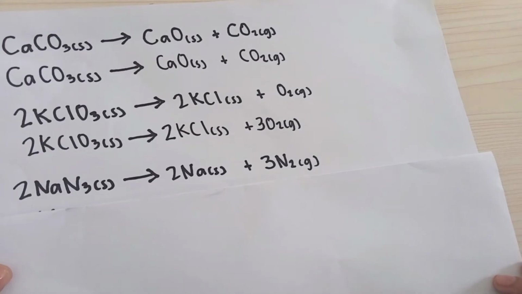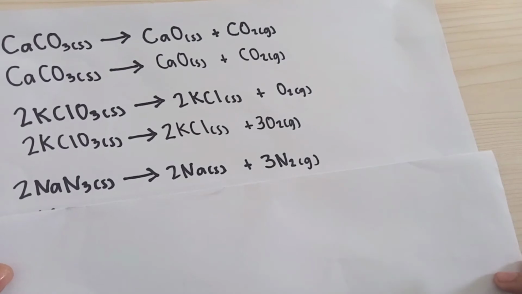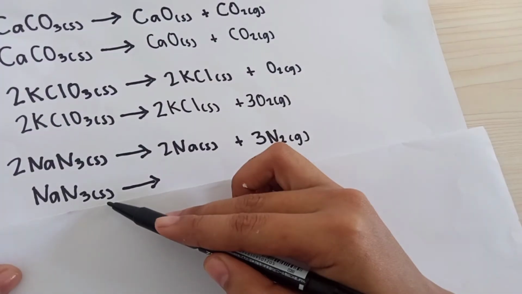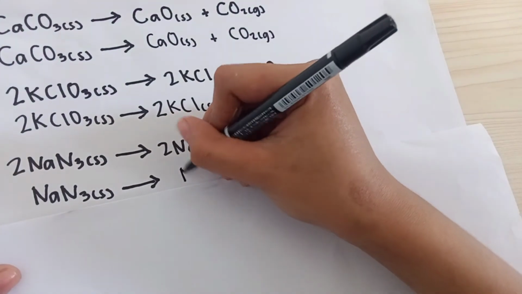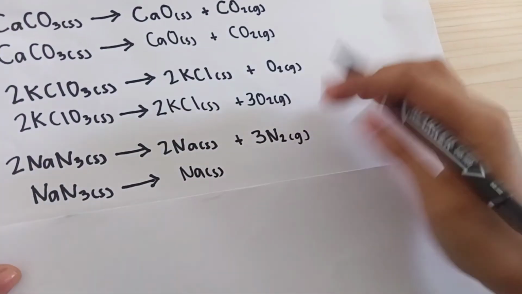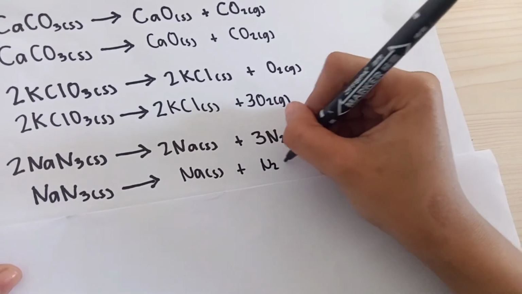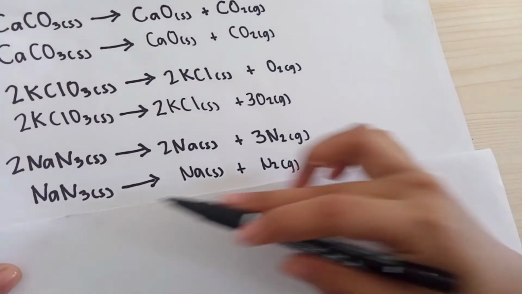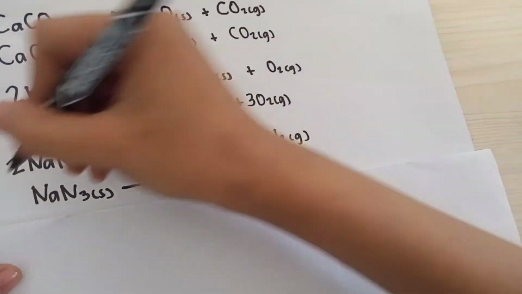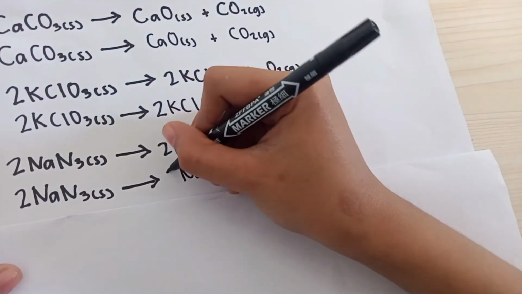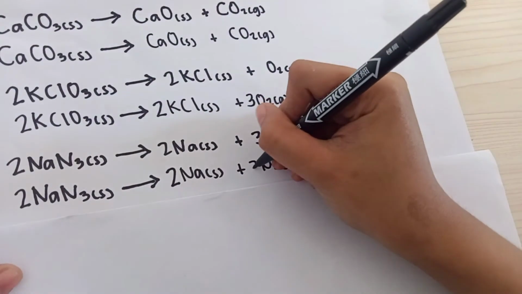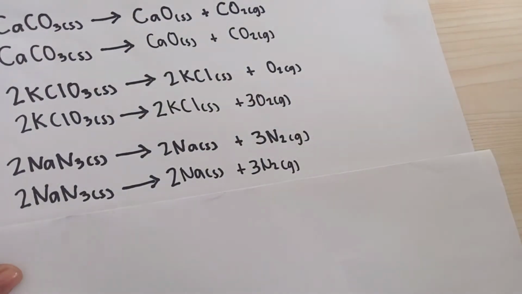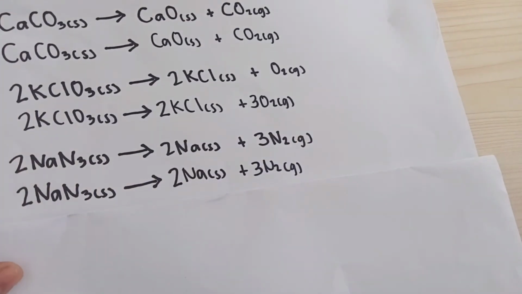And for the last example is 2Na and 3S producing 2NaS and 3N2(g). We can predict the product by decomposing this one, and we'll have NaS and N2(g) as products. And we can balance this equation by just putting 2 coefficients here and 2 here, and also 3 here. And that's how you can predict and balance equation in decomposition reactions.